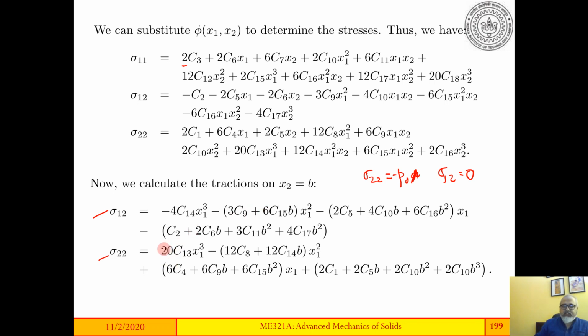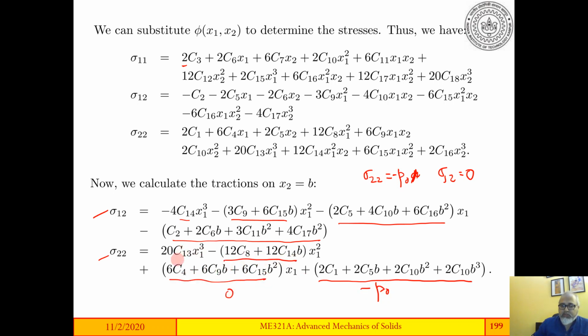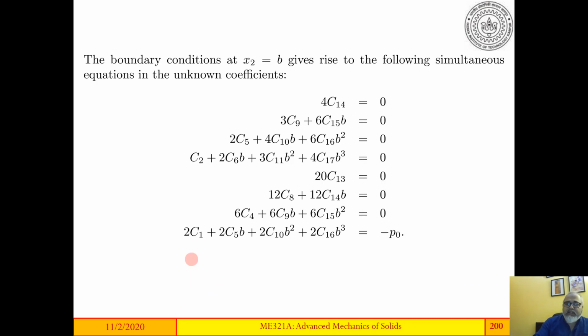So here in sigma 1 I need all the coefficients to be 0. So C14 to be 0, this to be 0, this whole thing to be 0, and this whole thing to be 0. So that's what I have done. And in sigma 2 I want the constant term, that is this one, to be equal to minus p naught, and all others, this one to be 0, this one to be 0, this one to be 0, and that leads me to these sets of equations. So 1, 2, 3, 4, 5, 6, 7, 8. 8 equations. I had 3 earlier.